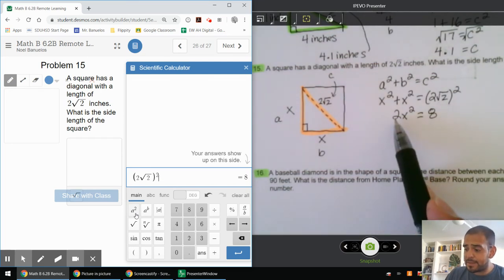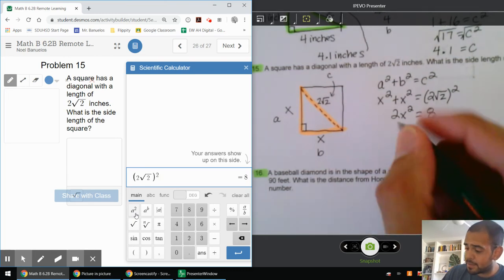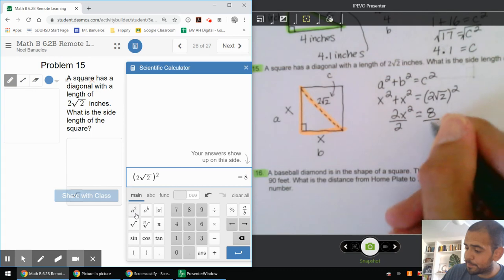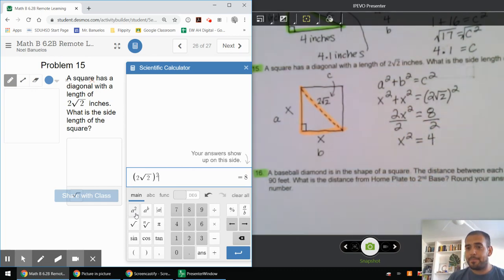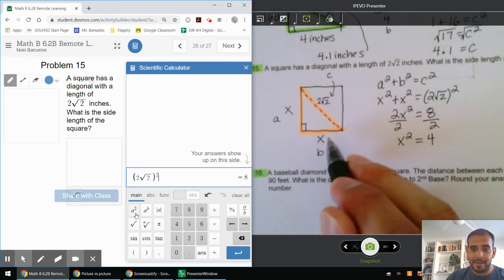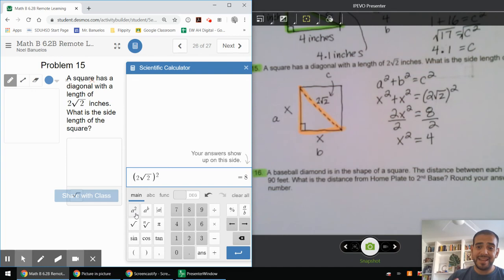If you notice, 2 and x squared are separated by multiplication. So the inverse operation of multiplication is division. So I'm going to divide both sides by 2. I have x squared equals 4. Now, I'm a broken record here, I know. That does not mean my side length is 4. I still have to take another step to figure out the side length.